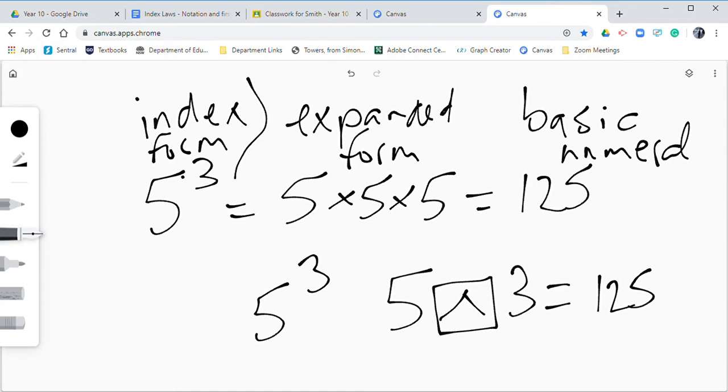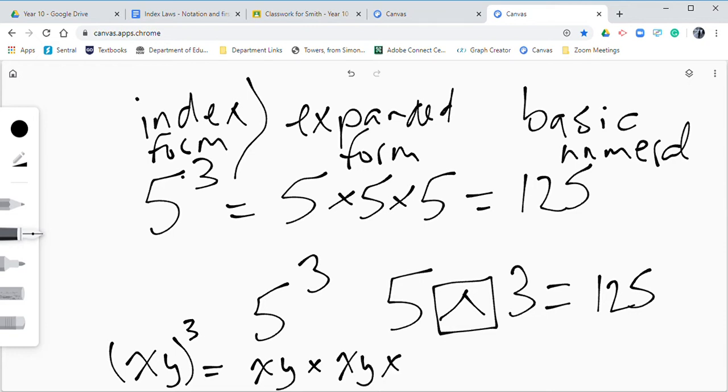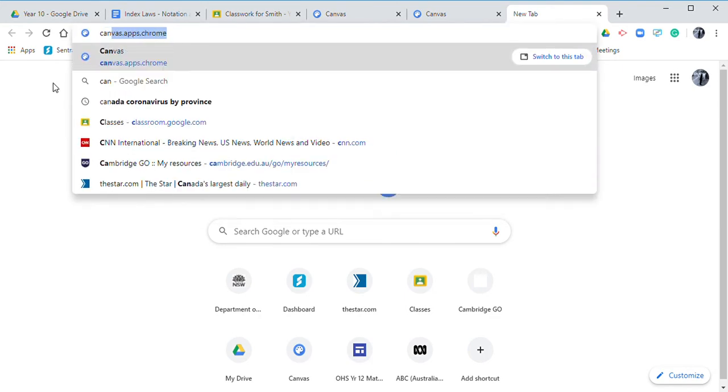So that should help you with the first example. You're being asked to write something in expanded form. If I gave you something like xy to the power of 3, that would be, in expanded form, xy times xy times xy, 3 times. So that's how you would write that.